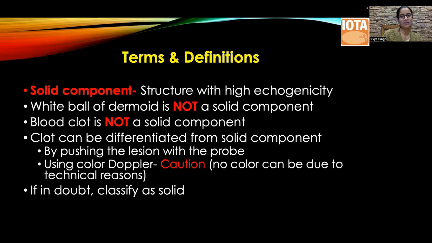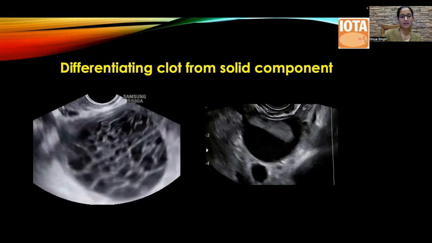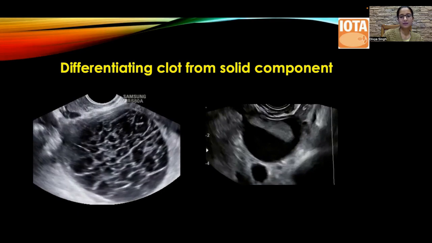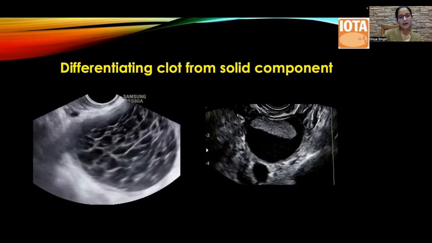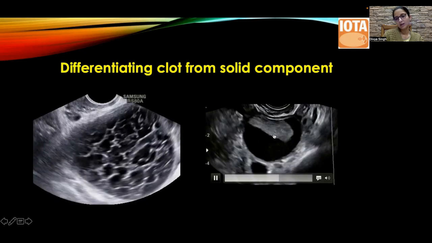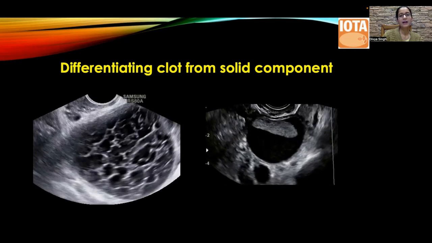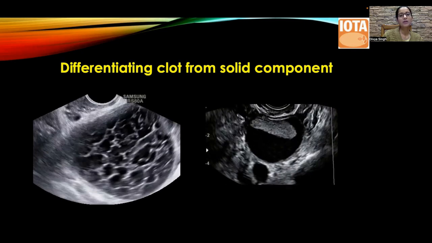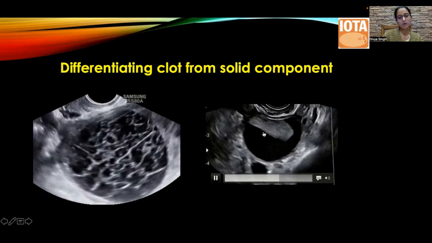If you have doubt as to whether a lesion is solid or not, it's always better to err on the side of caution and label the lesion as being solid. As I said earlier, this is how a clot looks like. You can appreciate these are both examples of hemorrhagic cysts, both of which are being pushed by the ultrasound probe, and we can see the contents. These are the fibrin strands, and this is the clot seen within this hemorrhagic cyst, which is moving freely on applying gentle transducer pressure. So we know that these are just clots and not septae or solid components.